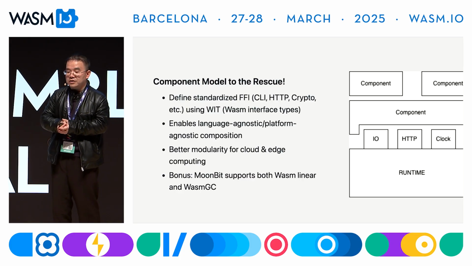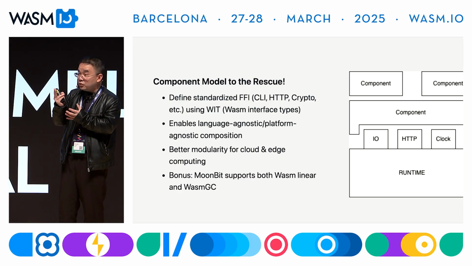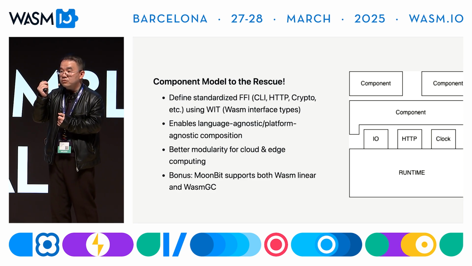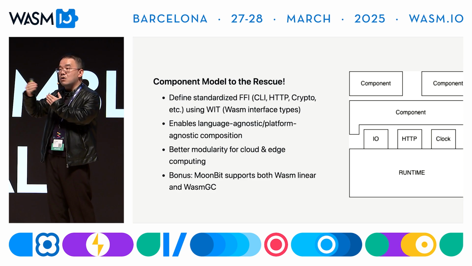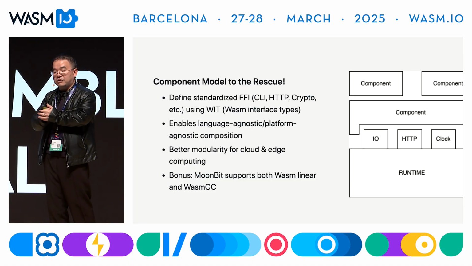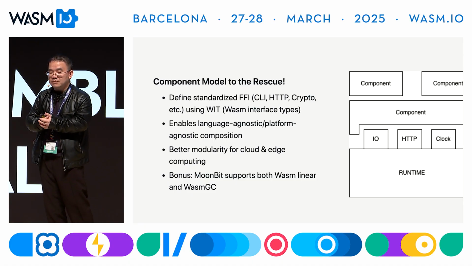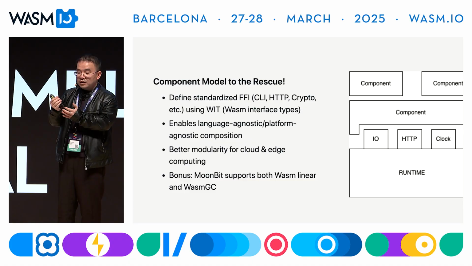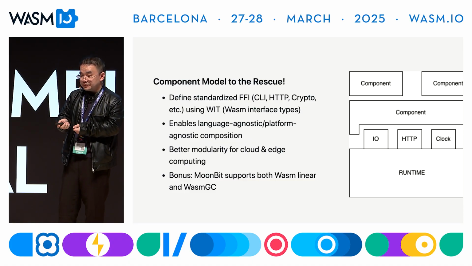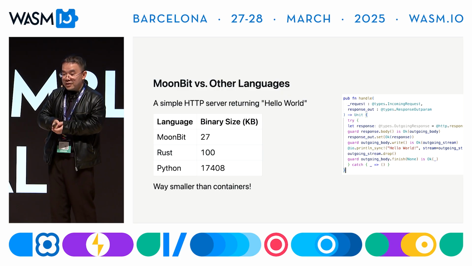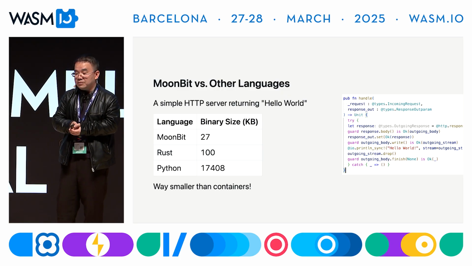The bonus point is MoonBit supports two kinds of WebAssembly. One is WebAssembly 1, which is only WebAssembly linear memory. When you use the WebAssembly linear memory, we have our own garbage collector, a precise garbage collector. And if you use a runtime that supports Wasm GC, then you can use the Wasm GC part. And of course, we still generate a very small code size.